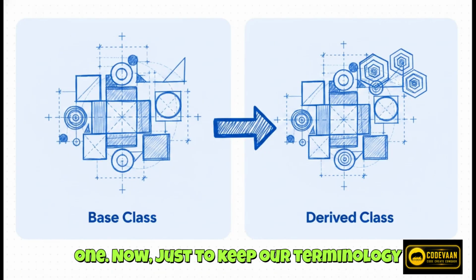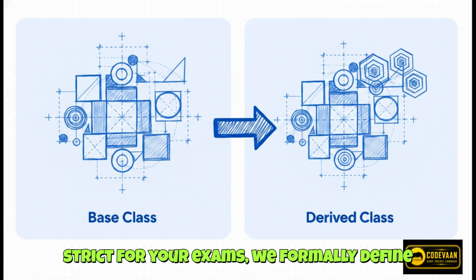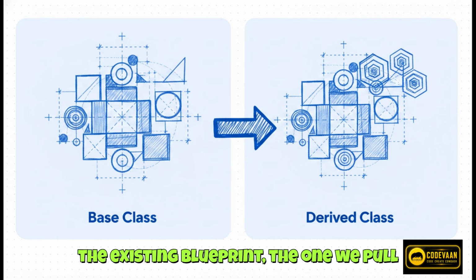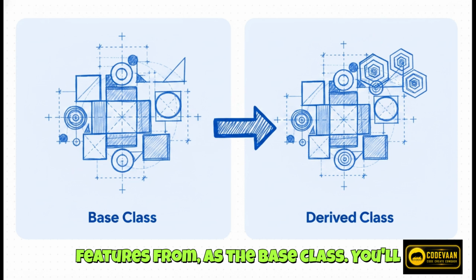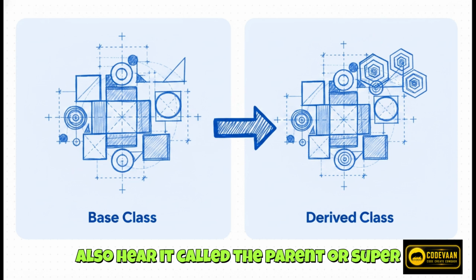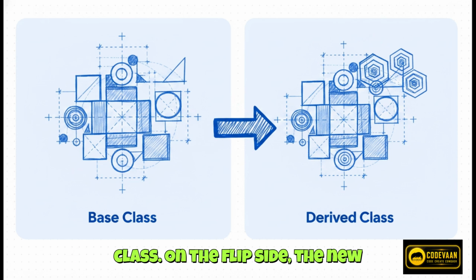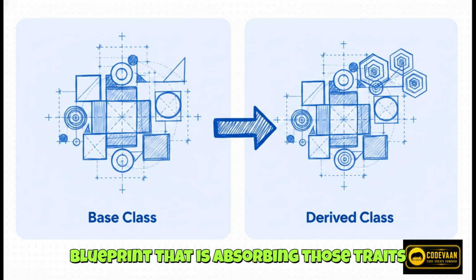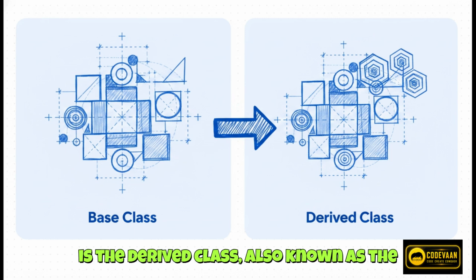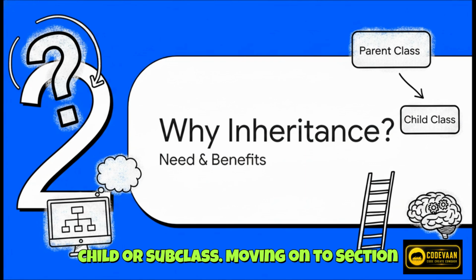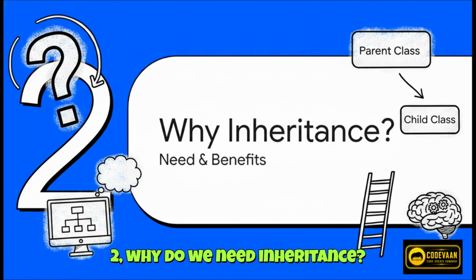Now, just to keep our terminology strict for your exams, we formally define the existing blueprint, the one we pull features from, as the base class. You'll also hear it called the parent or superclass. On the flip side, the new blueprint that is absorbing those traits is the derived class, also known as the child or subclass. Moving on to Section 2, why do we need inheritance?